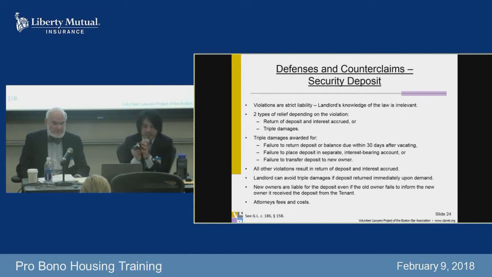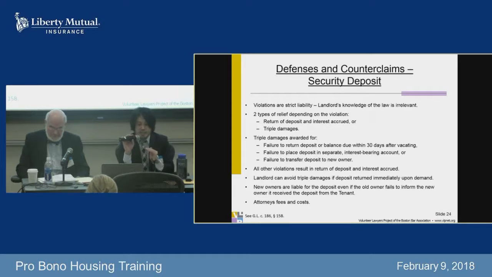So the violations of the security deposit law are going to be strict liability. So the landlord's knowledge of the law or negligence is not an excuse. And there are going to be two types of relief depending on the violation, right? It's either going to be return of the deposit and the interest accrued, or it's going to be triple damages. So triple damages can be awarded for failure to return the deposit or balance due within 30 days after vacating, failure to place the deposit in a separate interest-bearing account, or failure to transfer the deposit to a new owner.